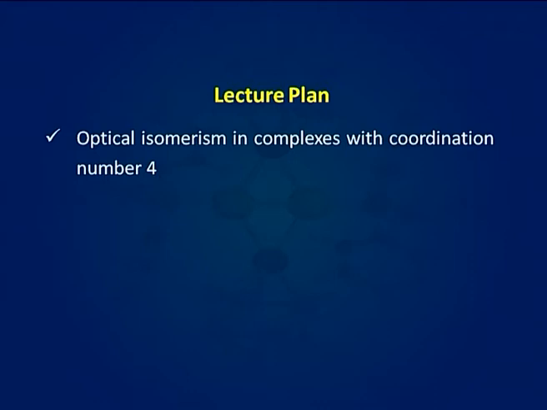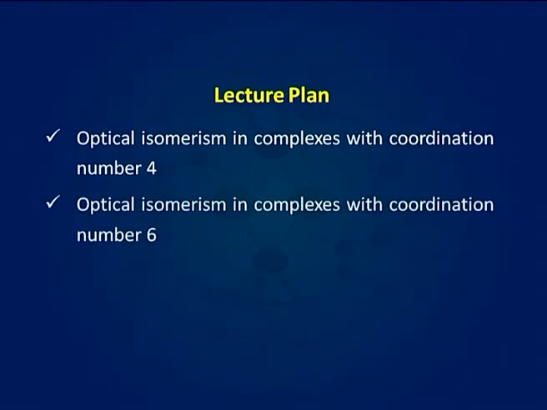optical isomerism in complexes with coordination number 4 and optical isomerism in complexes with coordination number 6. Before proceeding further, let us recall what is isomerism and what are isomers. Isomers are two or more compounds that have the same chemical formula but a different arrangement of atoms. Because of the different arrangement of atoms, they differ in one or more physical or chemical properties.